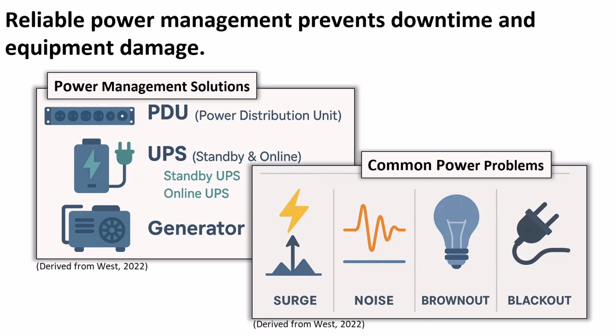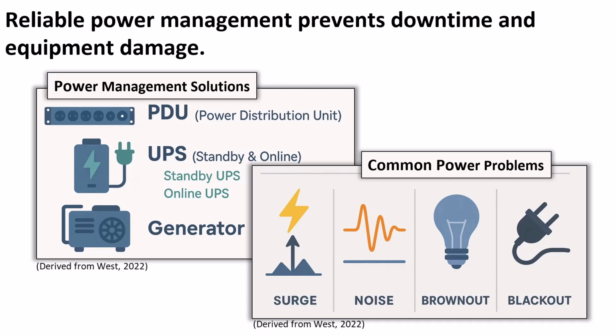Reliable power management prevents downtime and equipment damage. Power problems, surges, noise, brownouts, and blackouts can wreck hardware and knock services offline. Surge protectors and PDUs keep distribution clean, while UPS systems provide instant backup.